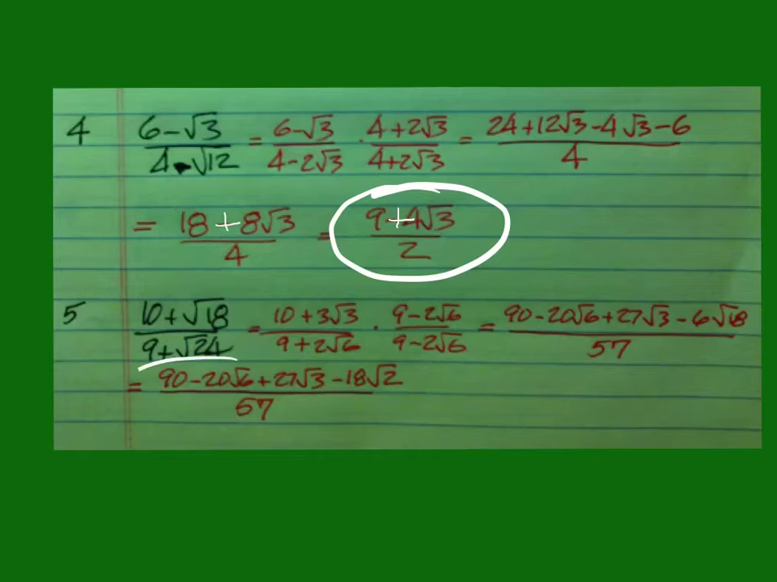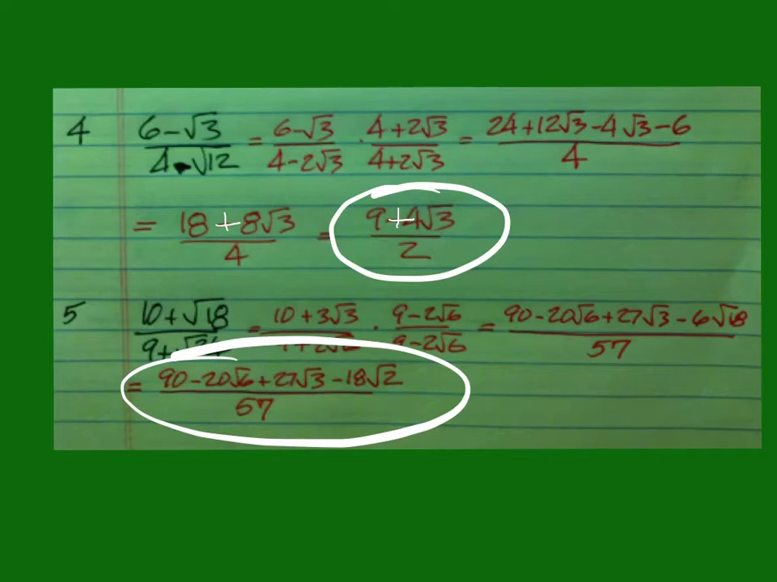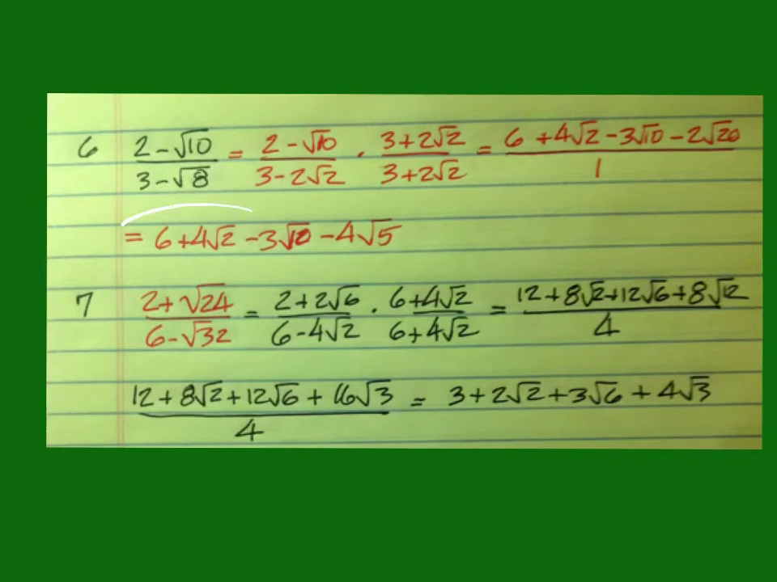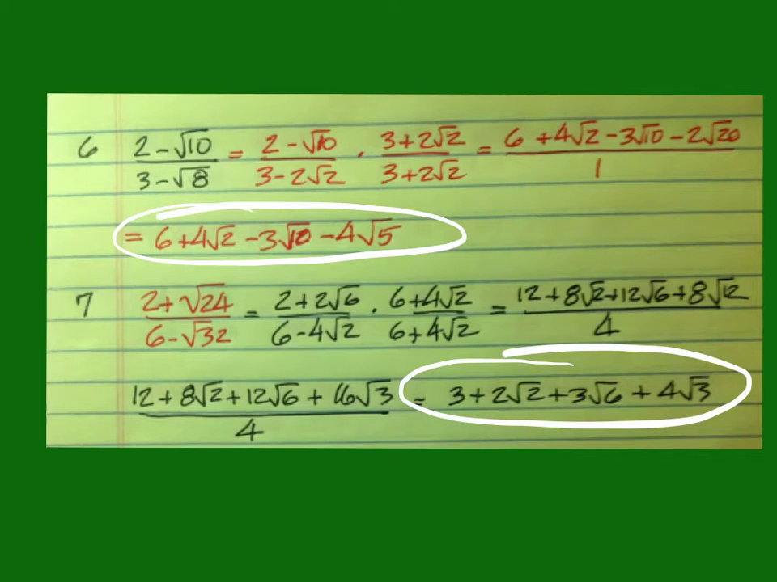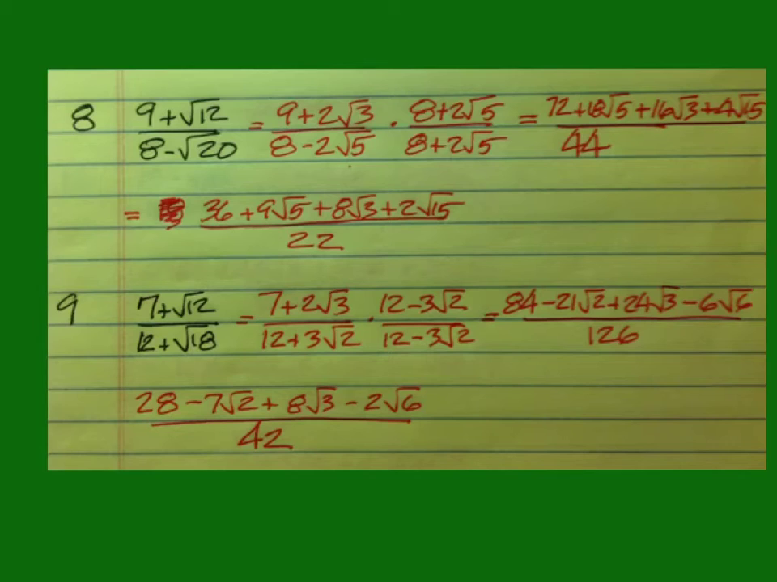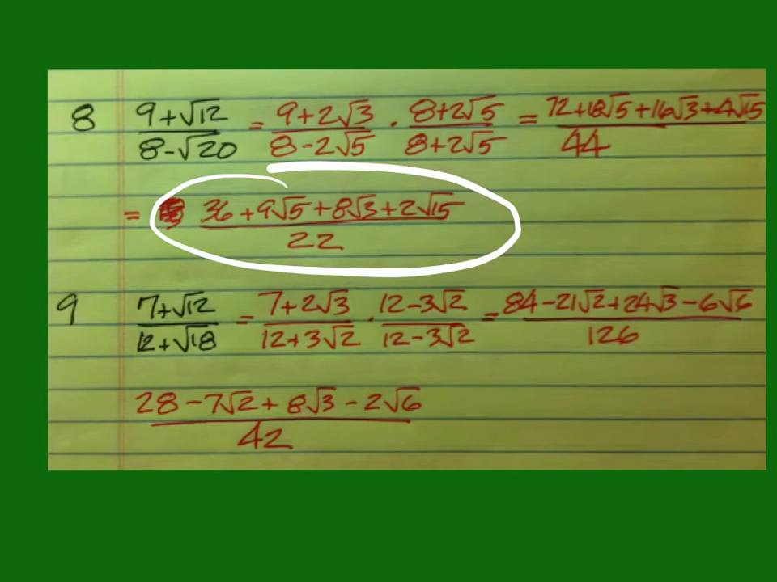And then on number 5, it's 90 minus 20 square root of 6 plus 20 square root of, or 27 square root of 3 minus 18 square root of 2 over 27. Number 6 is 6 plus 4 square root of 2 minus 3 square root of 10 minus 4 square root of 5. And 7 is 3 plus 2 square root of 2 plus 3 square root of 6 plus 4 square root of 3. On number 8, it's 36 plus 9 square root of 5 plus 8 square root of 3 plus 2 square root of 15 over 22.